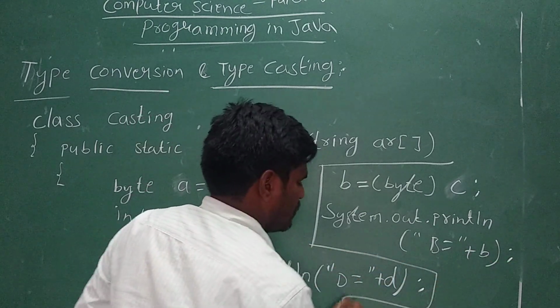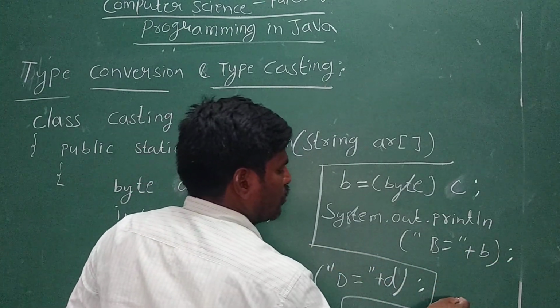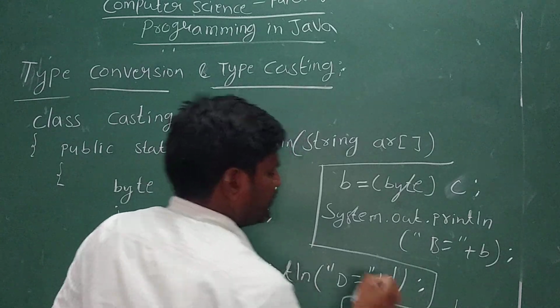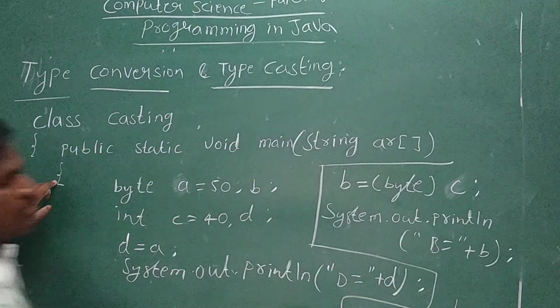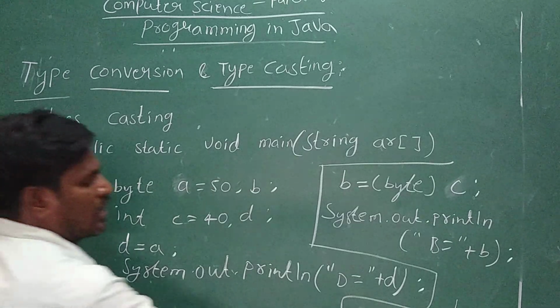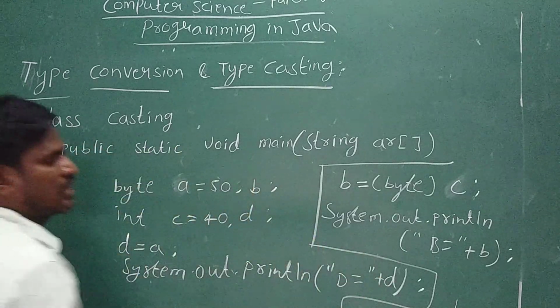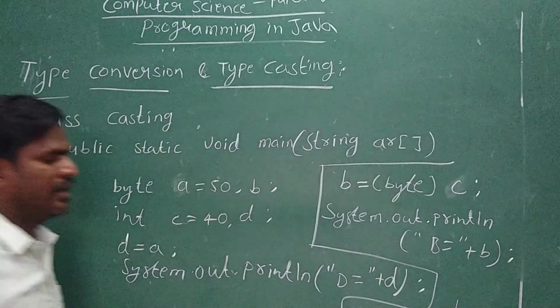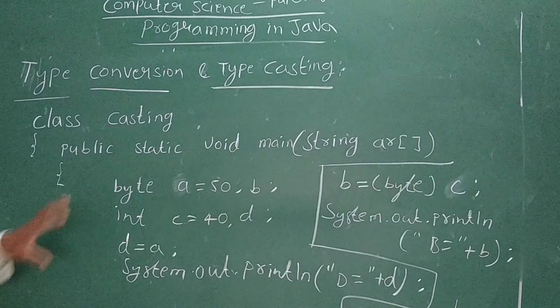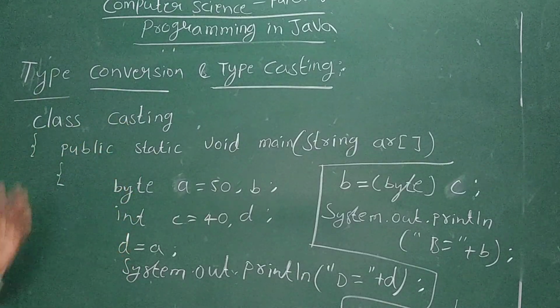Now main method close and class definition close. So this is the main method close. This is the class definition close. So this is a simple program to demonstrate the casting.